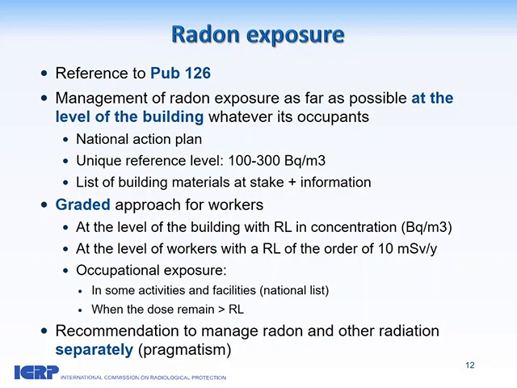If the dose cannot be maintained below this reference level, then there is room to manage workers as occupationally exposed. And then it appears in two cases: either if the reference level in dose is exceeded, but also in some activities and facilities set in a national list and for which it is from the outset considered that workers are occupationally exposed. Last but not least, ICRP recommends to manage radon and other radiation exposure separately by pragmatism.